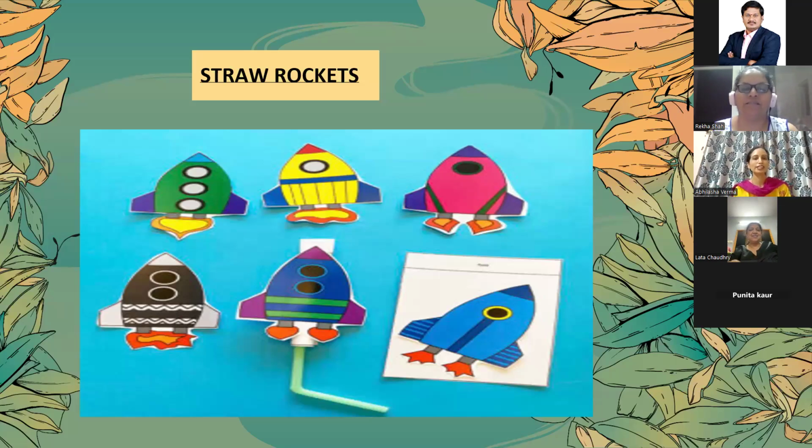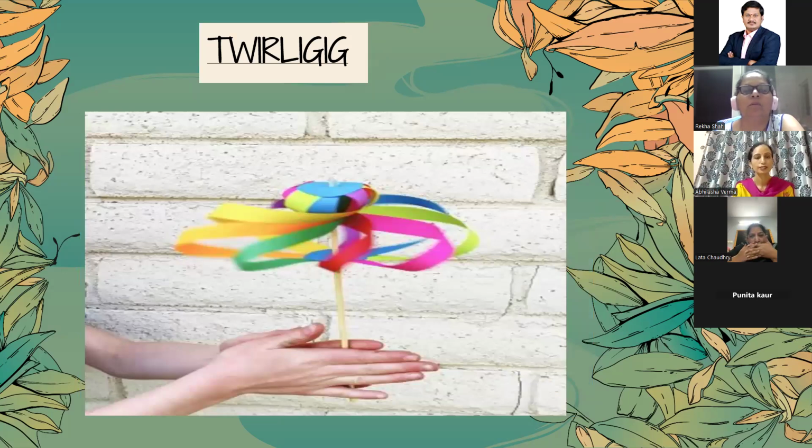Yes, so here are some lovely pictures I'll show. Not the basic ones. I found out and took out a few very nice, attractive pictures. So these are straw rockets made out of hard cardboard and waste straws. So next slide, please. And I have taken out science-related pictures. You can take out other subjects' integration also. So next slide, please.